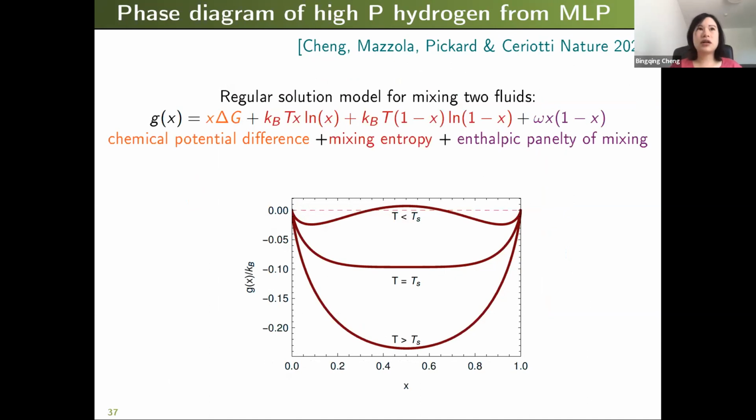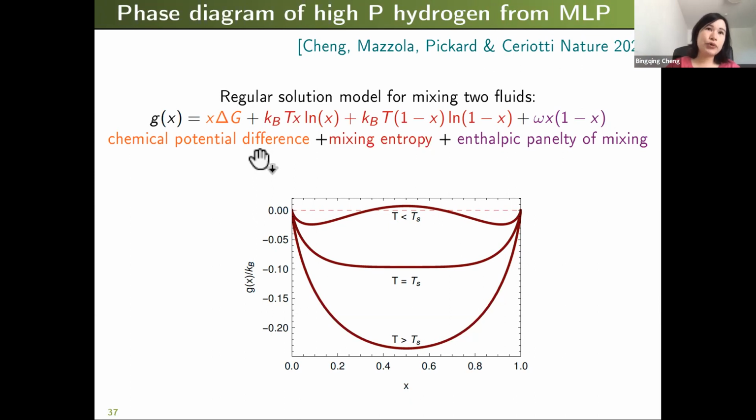We used the so-called regular solution model that describes the mixing of two fluids, because in our case, the hydrogen fluid can be understood as a mixture of an atomic fluid and a molecular fluid. So using a regular solution model, we write the total Gibbs free energy of the system as a function of x, where x is the composition. We can think of x as the fraction of molecular hydrogen. The Gibbs free energy can be written in three parts.